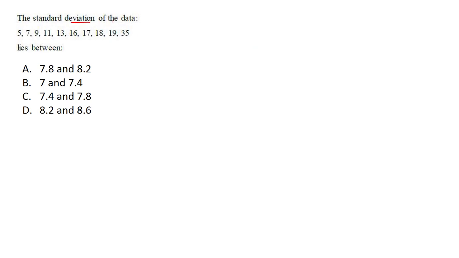The standard deviation of the data given lies between. Now the formula for standard deviation is given by 1 upon capital N, that is the total number of values. Here there are 10 values, so capital N is 10. Then the summation of i equal to 1 to capital N of xi minus mu the whole square, where mu is the mean, xi minus mu is the deviation, this is deviation square, and summation of all the deviation squares.